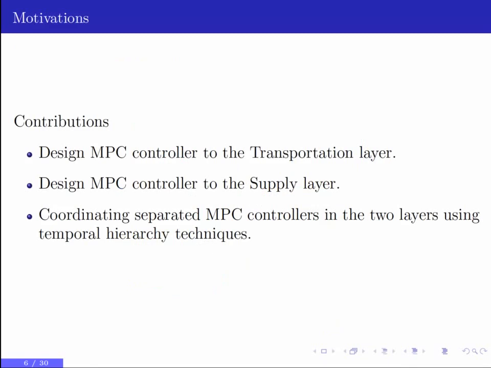The contribution of this paper includes 3 parts. First, design an MPC controller for the transportation layer. Second, design an MPC controller for the supply layer. Finally, coordinate the separated MPC controllers in the 2 layers using temporal hierarchy techniques.